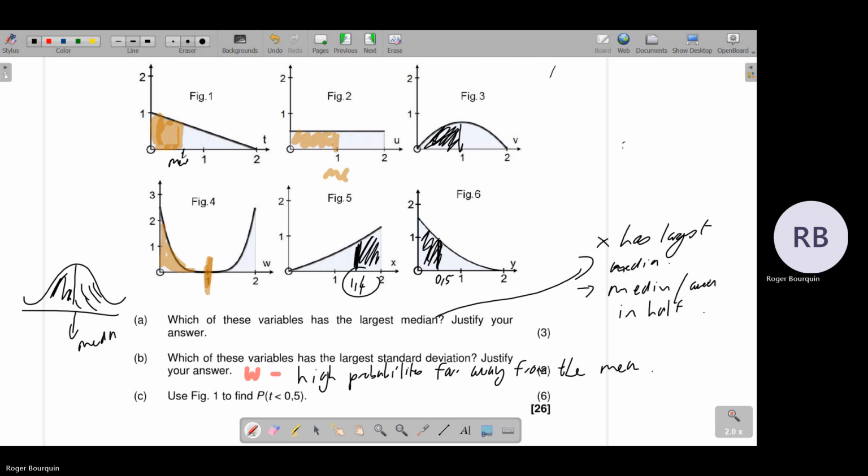Okay. Still with me? Right, try C. C is a calculation, an integral calculation. On our calculators or manual? On your calculators, but you're going to first have to find the equation of the probability function. You all know how to find an equation of a straight line.